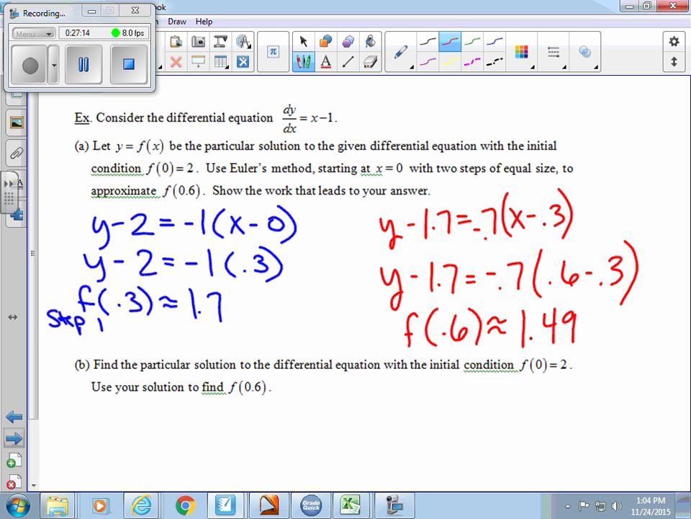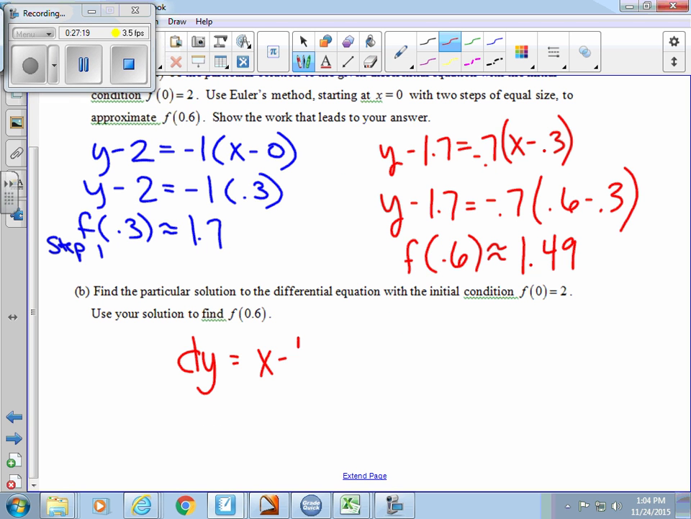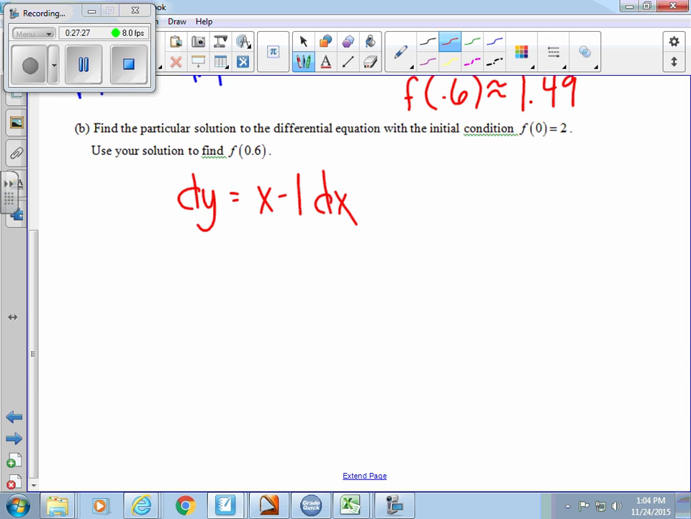It doesn't have a y on the right, so it's very easy to separate the variables. This is what easy differential equations look like. Non-logistic differential equations. Okay, and so I integrate. So I get y equals what? 1/2 x squared minus x plus 2. Okay.